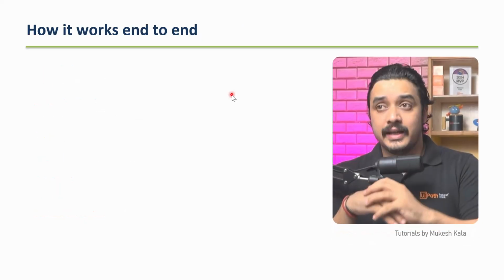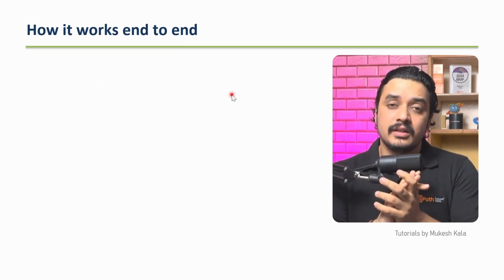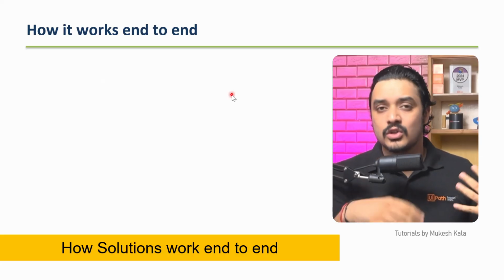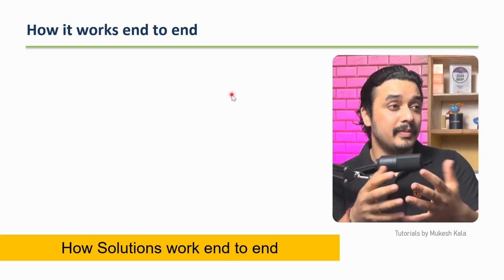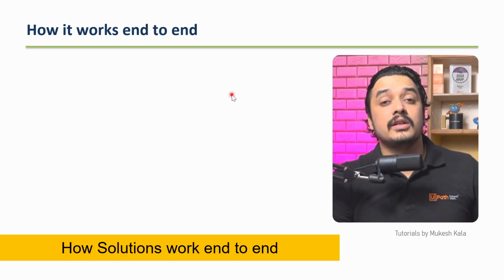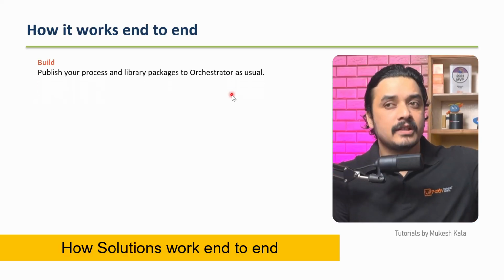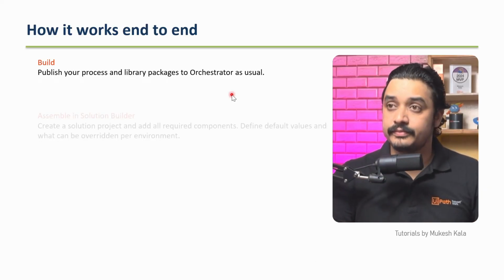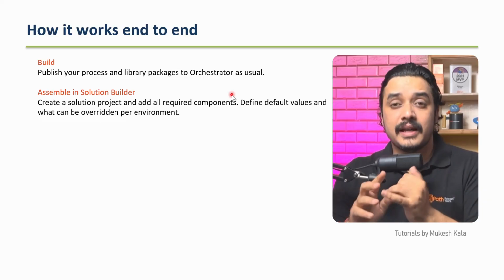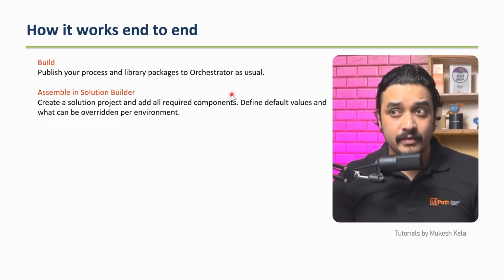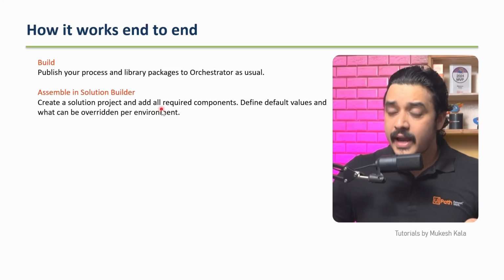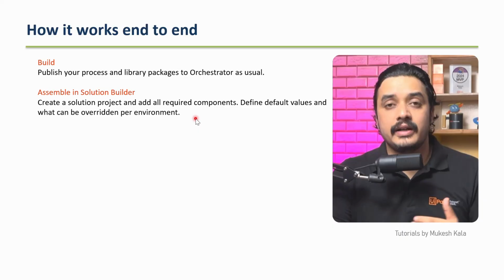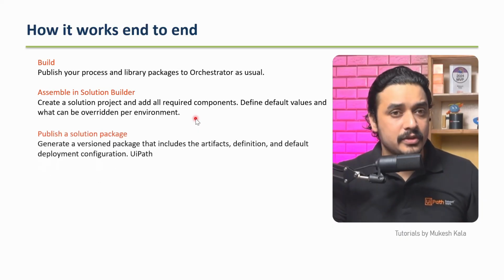Okay. Let's try to see how it works end to end. In my very poor drawing, I just showed you how it happens today and you would be able to relate to it. Let's see how solution management would work. First things first, you will publish your processes, packages, libraries to Orchestrator as usual. Then you would assemble everything in what is called Solution Builder. You would create a solution, add all the required components, define the values, and you can also override them as per the environment, which we are going to see in an upcoming option.